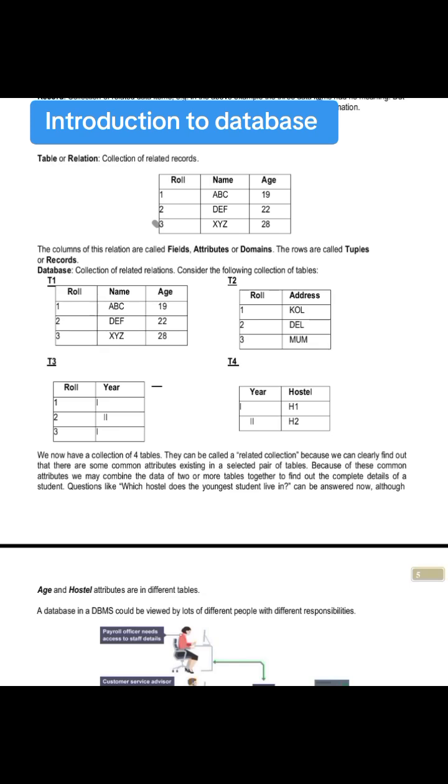Each table contains what? Columns and rows. In database and management systems, we call the columns fields, attributes, or domains, which can be used interchangeably. Then we call the rows the records.